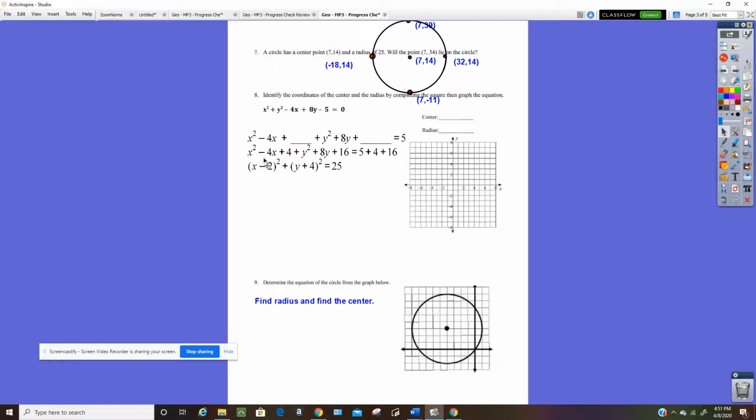And then I factor this here. X minus 2 squared. How did I get that? Square root of x squared is x. Square root of 4 is 2. This is a minus, so I put a subtraction. Square root of y squared is y. Square root of 16 is 4. And since this is a plus, I put a plus there. Add these numbers together, and you get 25. And so by looking at this equation, you should be able to find the center and the radius, and then make a sketch.